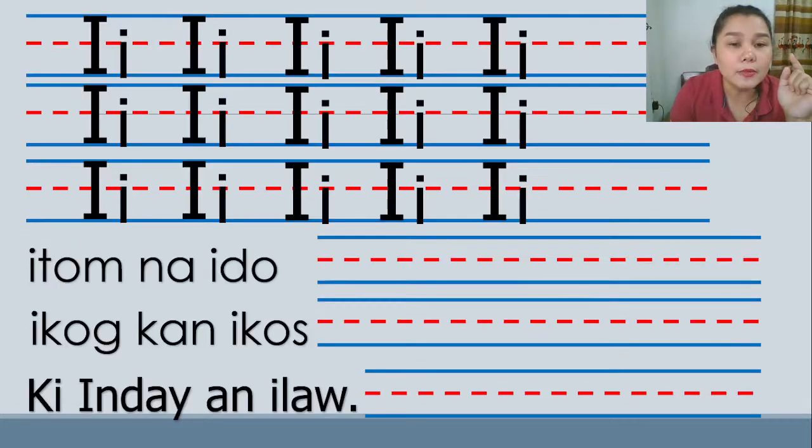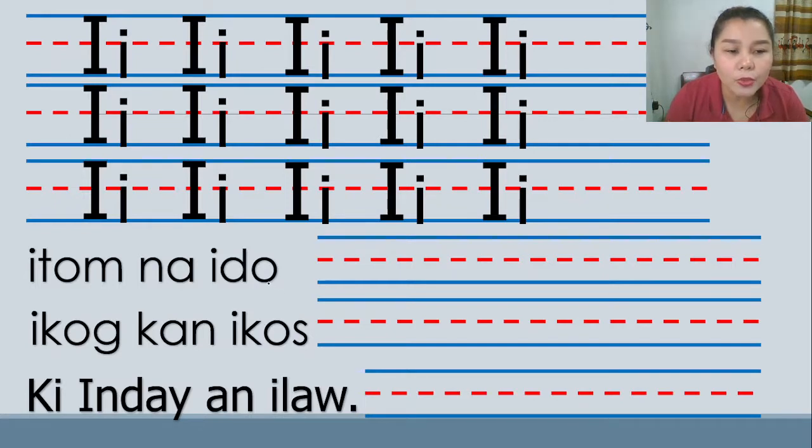Okay, this is what you have to do on your writing tablet. Again, all I's muna. Or you can have it alternate, papalit-palit. Then, I. Ikog kan ikos, then I, kiinday ang ilaw. So, you have the option of all letter I or alternating. But what I will look for in your writing tablet is your best handwriting. So, that is how letter I's are very easy, the big letter and the small letter.